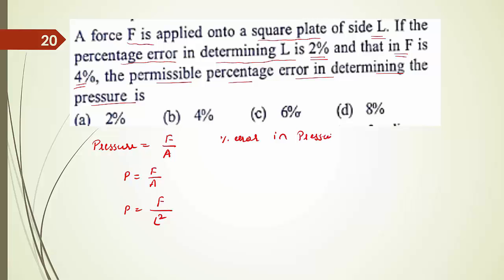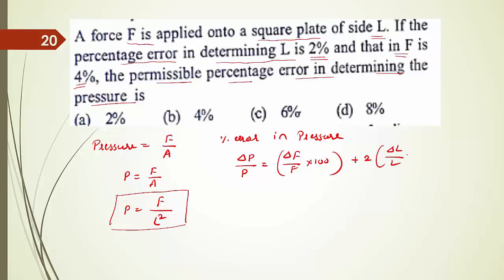Percentage error in pressure means we can use error in division and error in exponential, because the equation is P equal to F divided by L square. So we can write delta P over P is equal to delta F over F into 100, divided by L square. This is exponential form. So we can write plus 2 into delta L over L into 100.